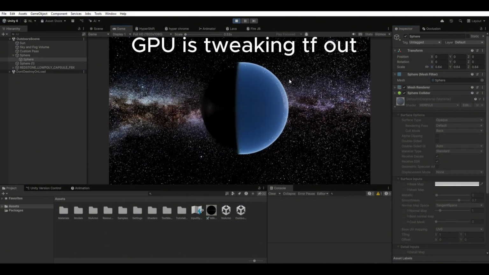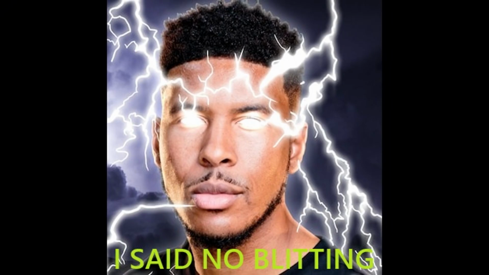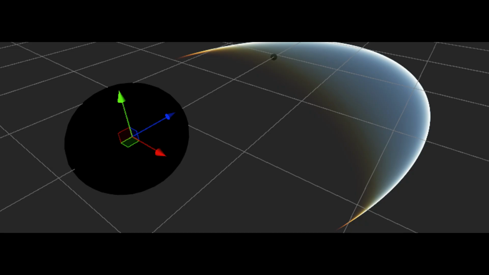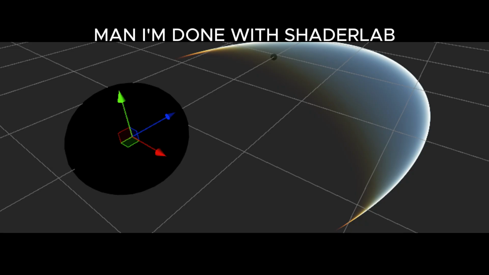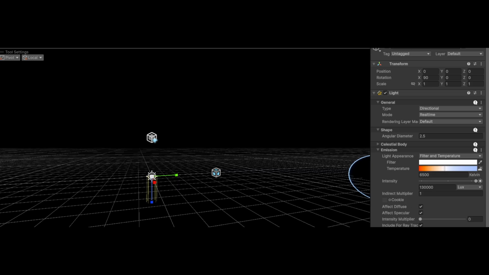So naturally, I thought, I'll just blit to the depth texture like a normal person. But Unity said nah. That caused a catastrophic temporal rift in the render pipeline. Like, I'm talking, my sky shader started rendering behind the terrain. The sky went to hell. And my directional light started gaslighting me.